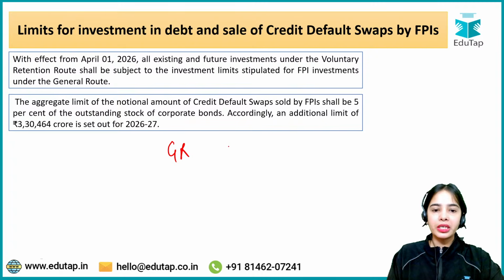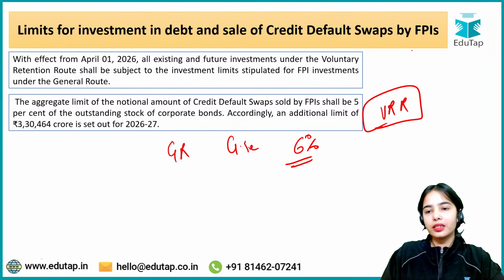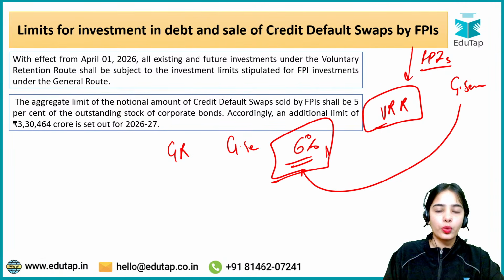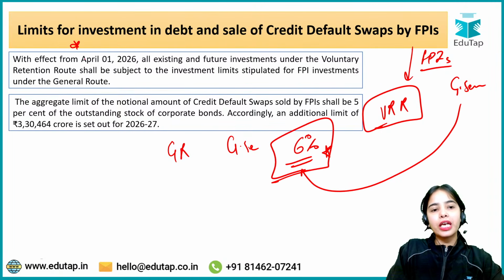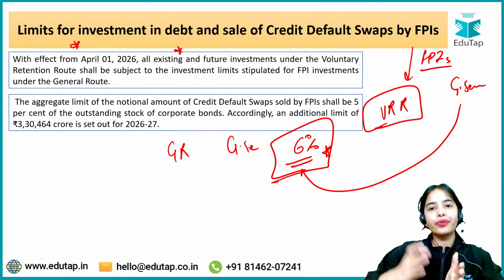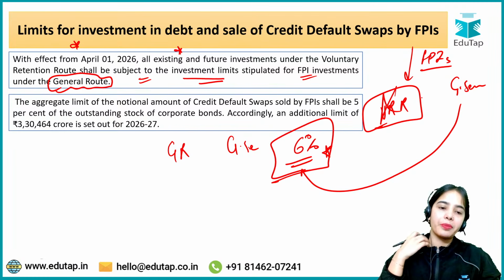So general route limits for the government securities, let's say 6%. If the foreign portfolio investors are investing in government securities through the voluntary retention route, this will be calculated towards this limit only. So with effect from April 1, 2026, all existing and future investment under the voluntary retention route shall be subject to the investment limits for the foreign portfolio investors under the general route. It will not have any separate limits. That is the basic idea.